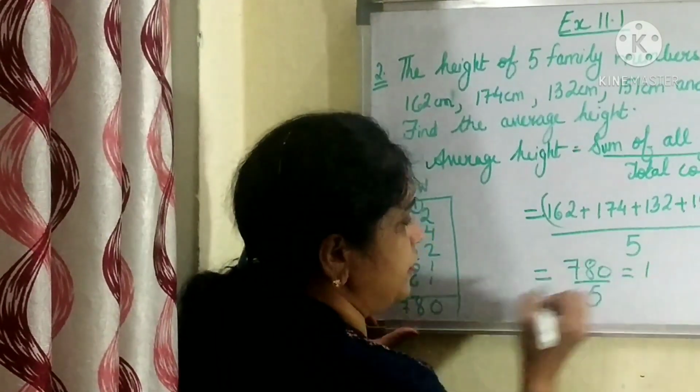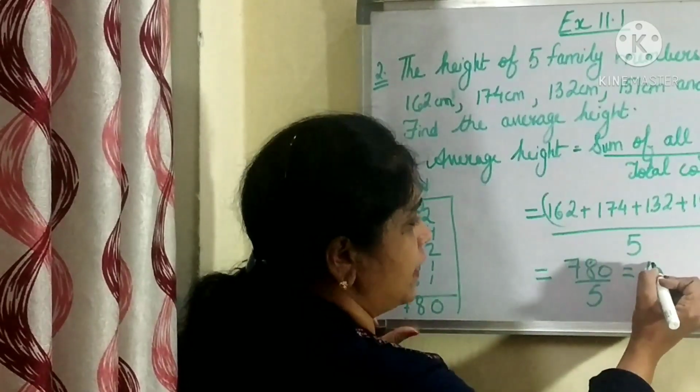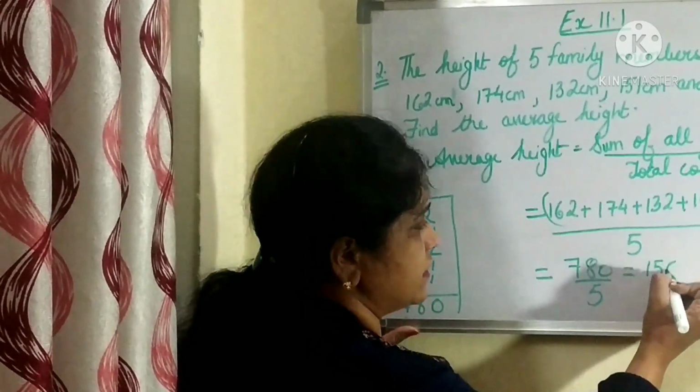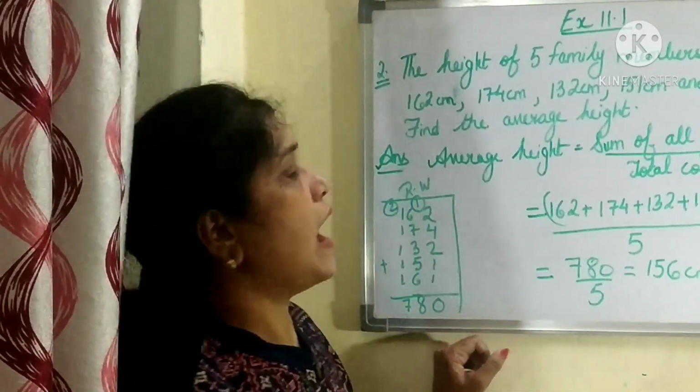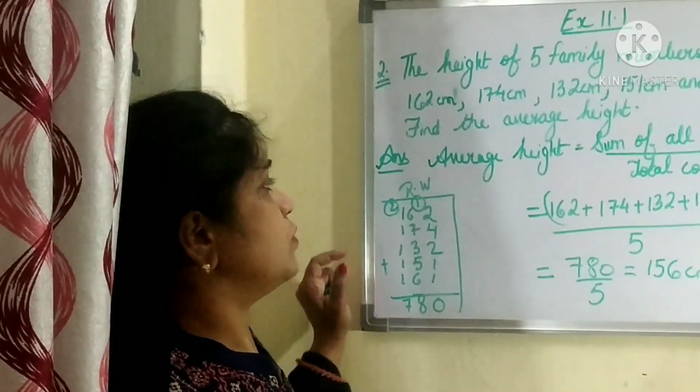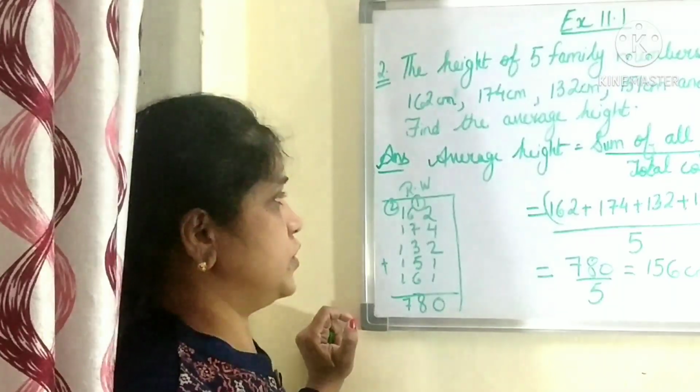Now divide it. 5 ones are 5. 5 fives are 25, 5 sixes are 30. So I got 156 centimeter as the average. In this way, we are going to solve this question.